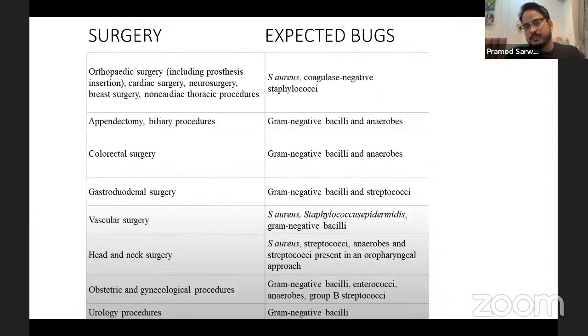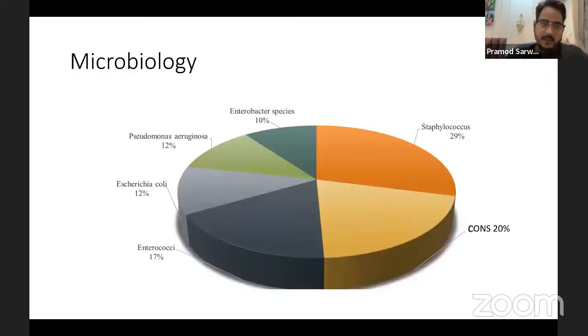Obviously, there are expected bugs for the particular surgery. If it is an orthopedic surgery, most likely these are skin commensals, Staph aureus and coagulase-negative staphylococci. For appendicectomy, gram-negative bacilli and anaerobes come into the picture. For colorectal surgery, gram-negative bacilli and anaerobes. So always you can pause the video and see the table. And despite all precautions, there are some factors which lead to the development of surgical site infection. If we dig deep into the microbiology, this is the usual distribution of the share of etiological pathogens in an SSI. Now, there may be geographic variation, and this distribution pattern can vary.